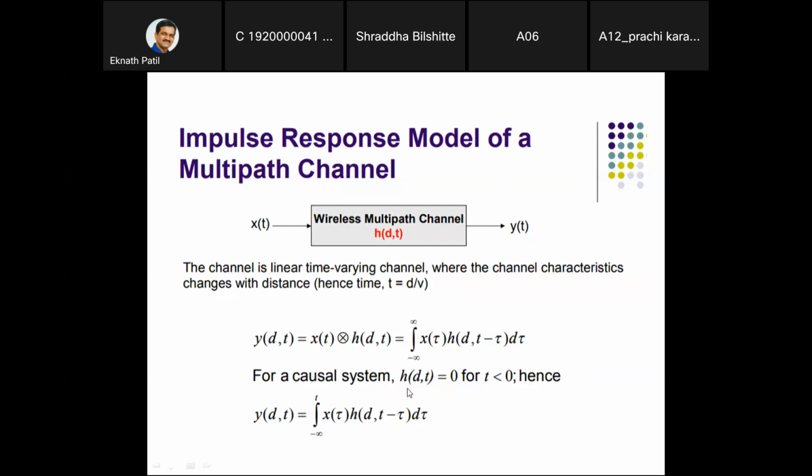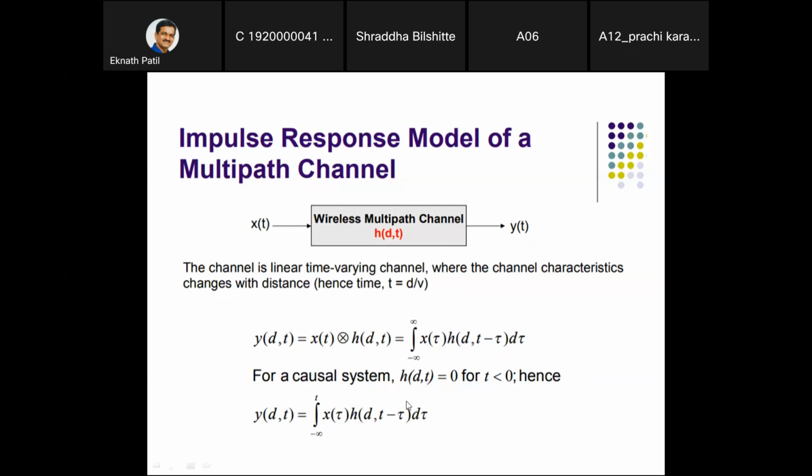For a causal system, h(d,t) is equal to 0 for t less than 0, and hence y(d,t) is the integral from minus infinity to t of x(τ) multiplied by h(d, t minus τ) dτ.